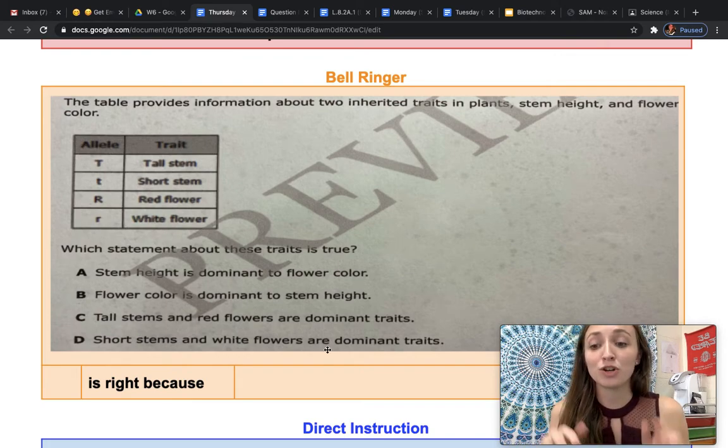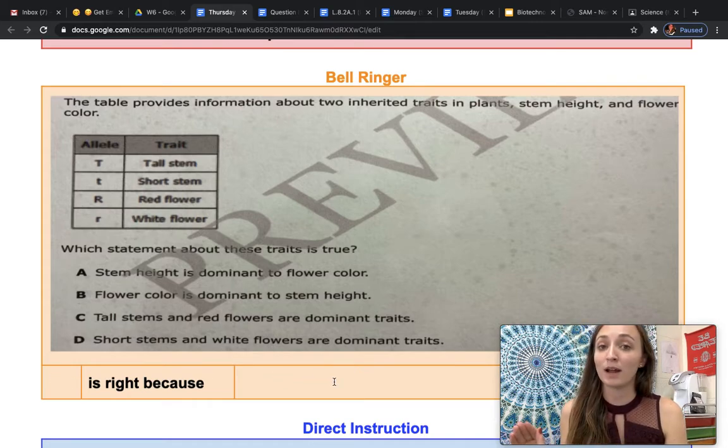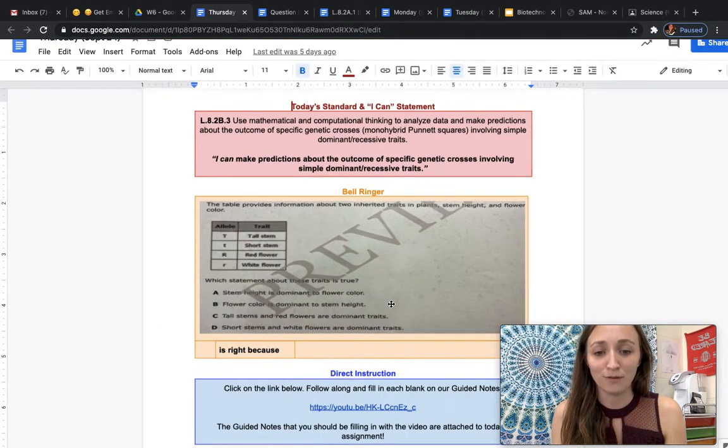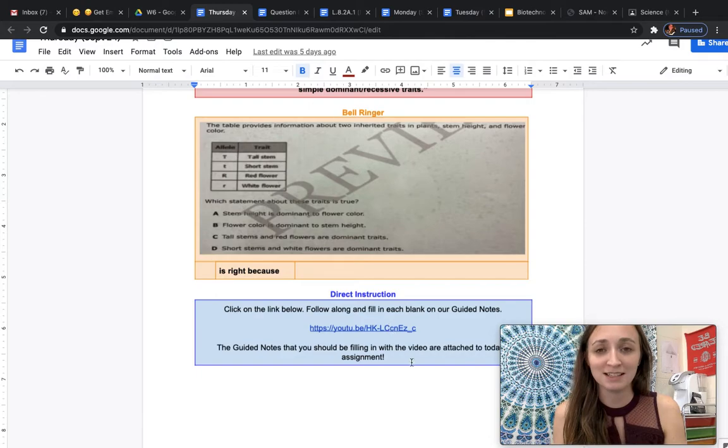Okay, so make sure you put the answer that is correct right here in the box and explain why it's right, because you're not going to get credit if you just put the answer. You got to say why you know it's correct. And then, of course, don't forget to scroll down, watch today's guided notes, and fill out the notes as you go. See you later.